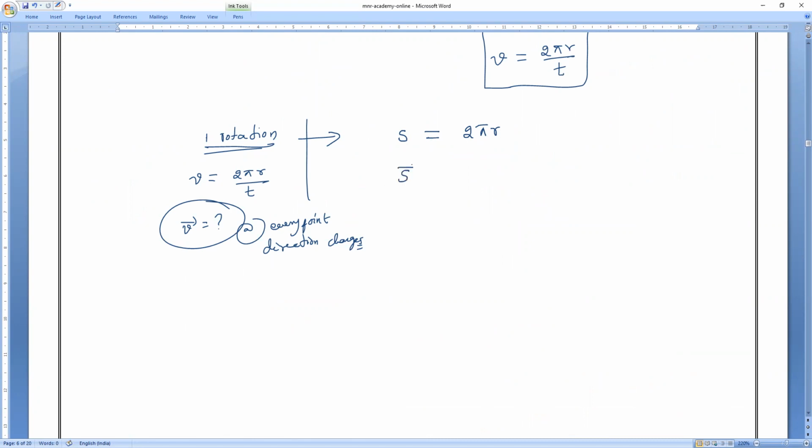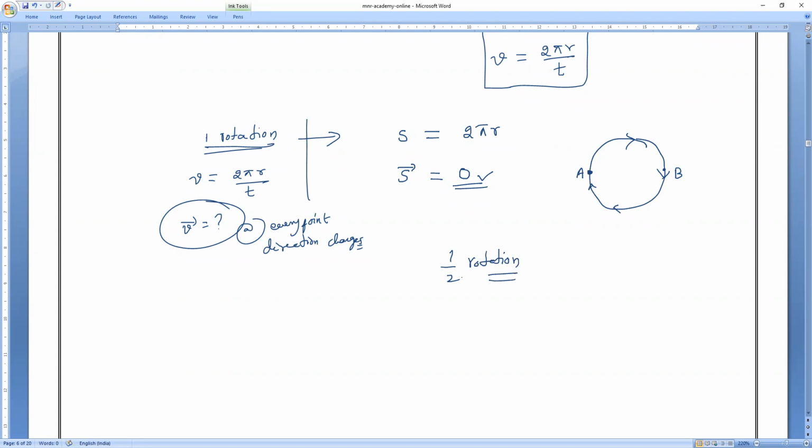Then displacement for one complete rotation. One complete rotation means again Agalya started from point A and she reached again the point A only. So what is the displacement? Displacement is zero. Clear?